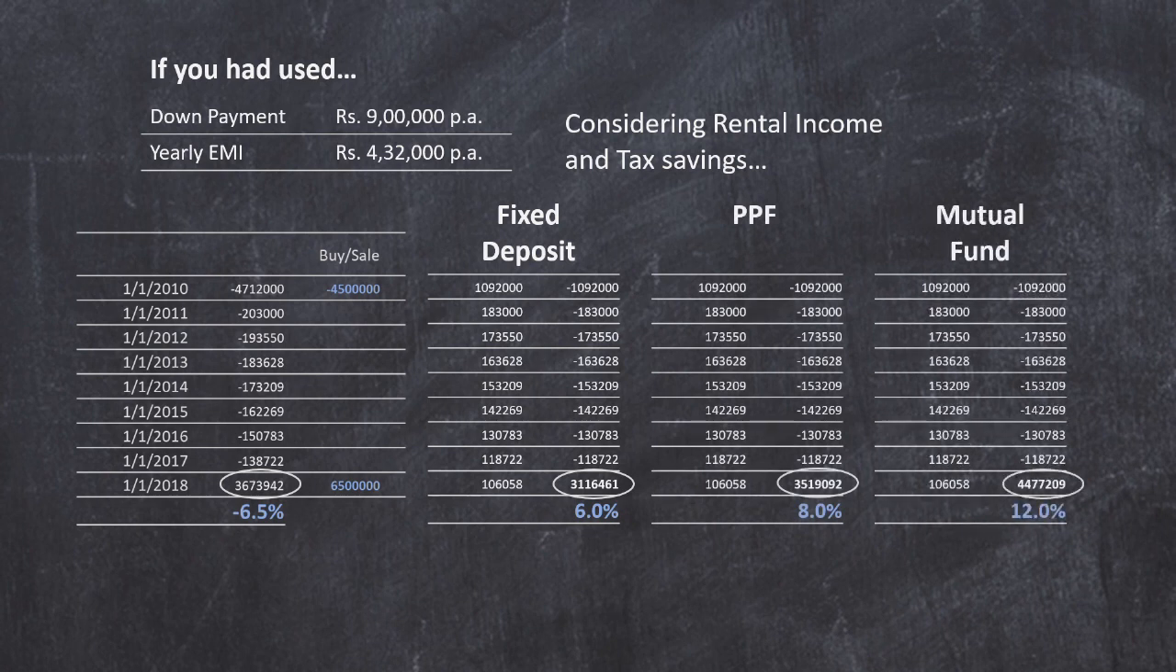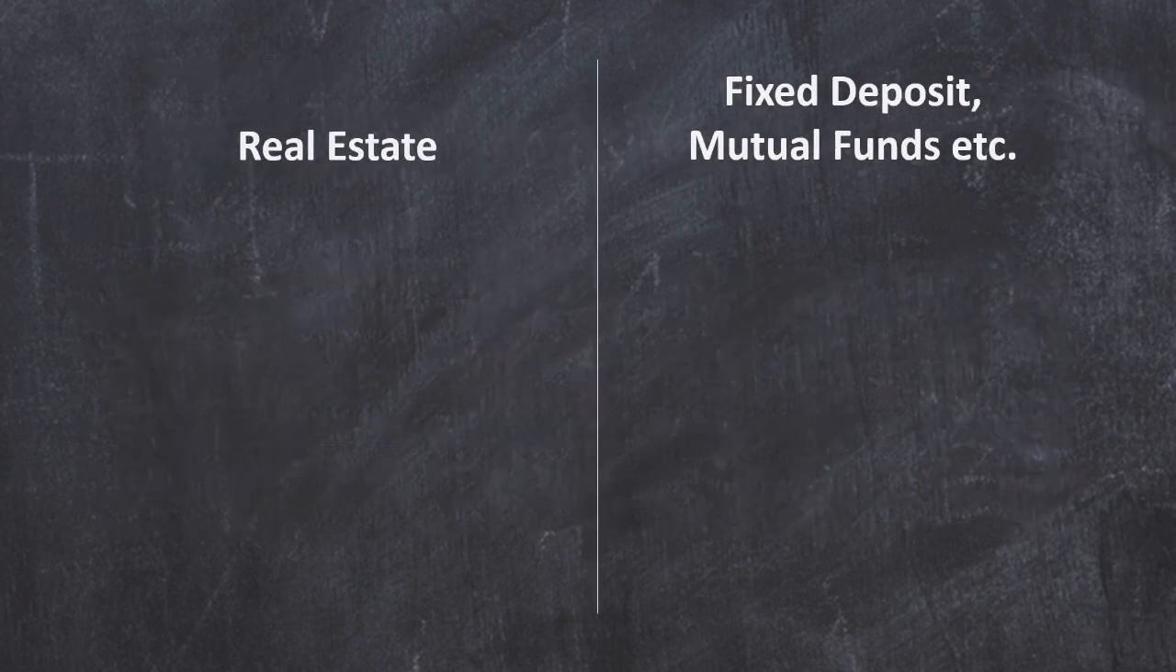How did you end up with more money in real estate than FD even when the real estate growth was negative? This is because you had a capital of 45 lakhs invested in 2010. You got a loan. But for FD, you have only 9 lakhs of your down payment and 4 lakhs EMIs, 13 lakh in the first year and 4 lakhs in the subsequent years. Comparing real estate with other avenues.